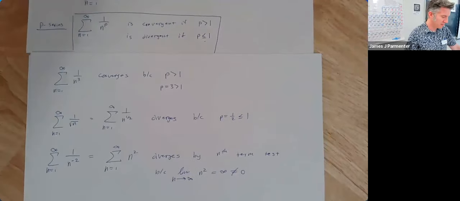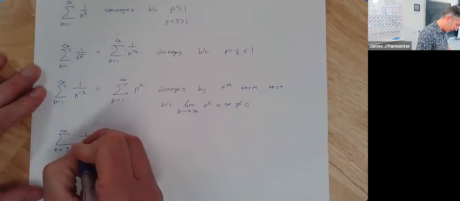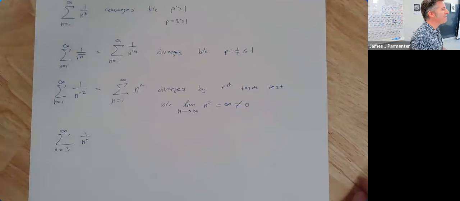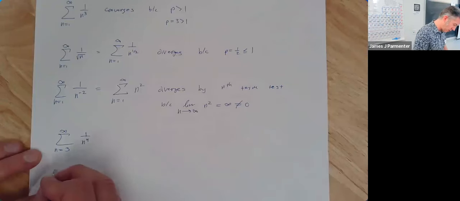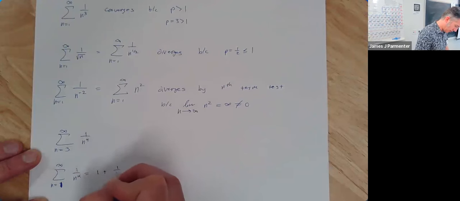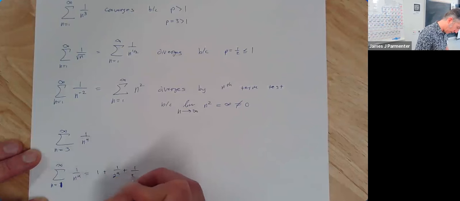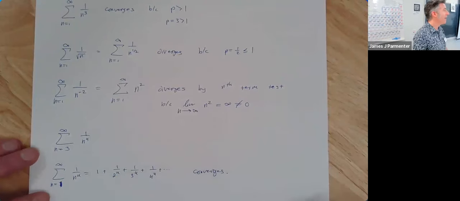Sometimes you'll get a little bit touchy about this because, for example, if I had the sum from, say, n equals 3 to infinity of 1 over n to the fourth, technically it's not a P series because you're not starting at n equals 1. But literally, you have fewer terms. So if the thing that has more terms converges, so I know for sure the sum from n equals 1 to infinity of 1 over n to the fourth, 1 plus 1 over 16 plus 1 over 81 plus 1 over whatever 4 to the 4th is, this definitely converges. To what? I don't know.